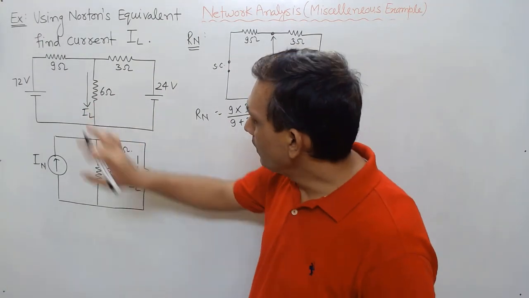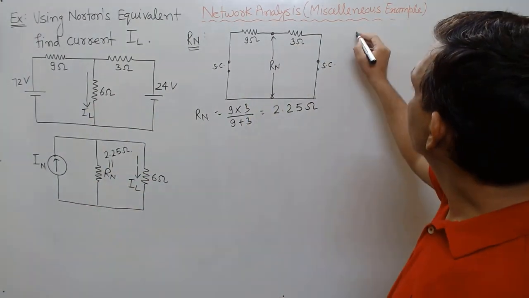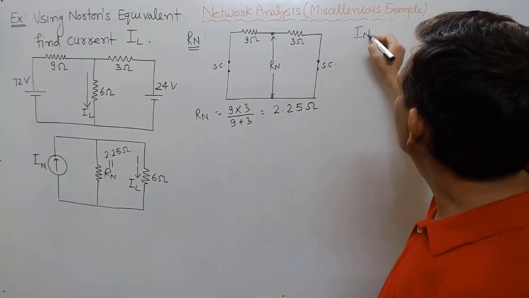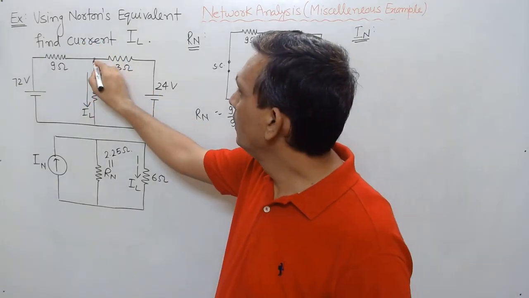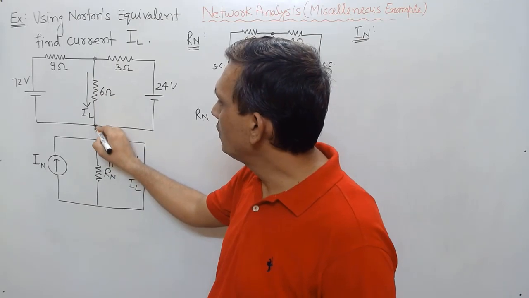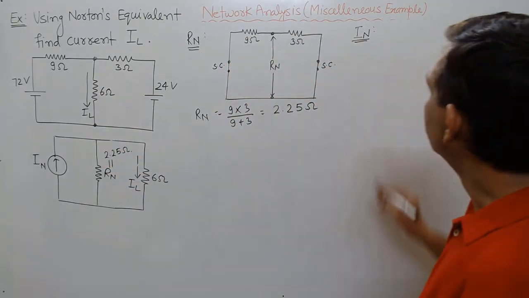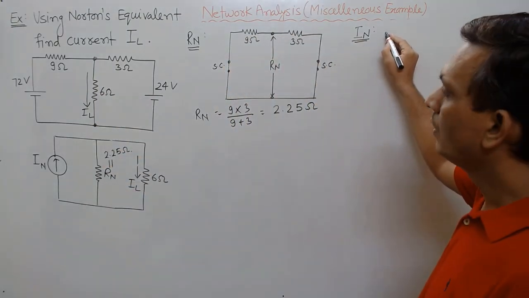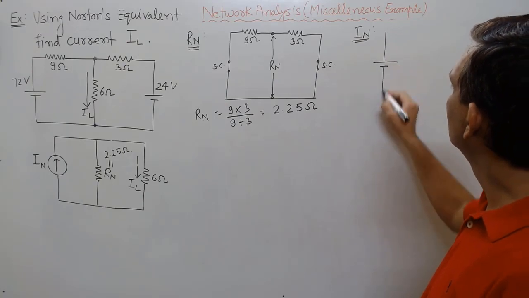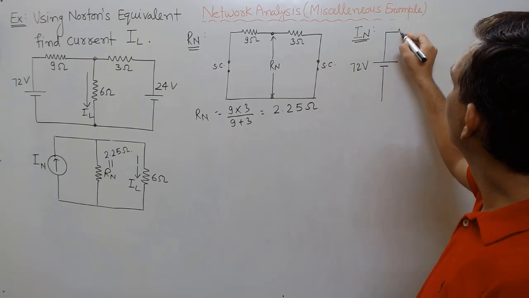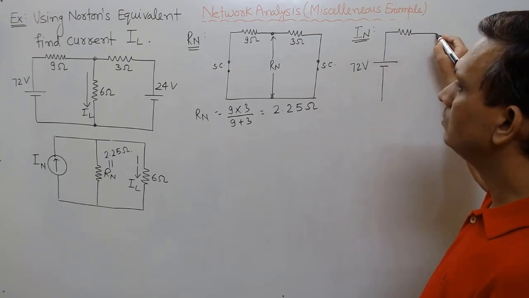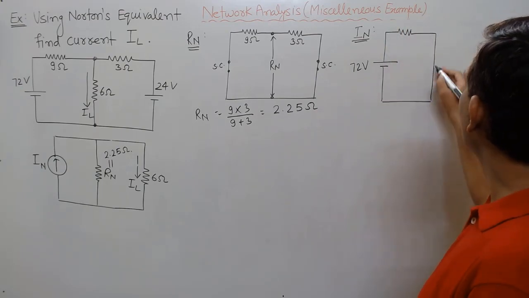Now what will be current IN? Norton current is short circuit current. So you have to short the voltage source. Load is connected between these 2 points. So that is, this is 72 volts. This is 3 ohm. And that is short circuited.